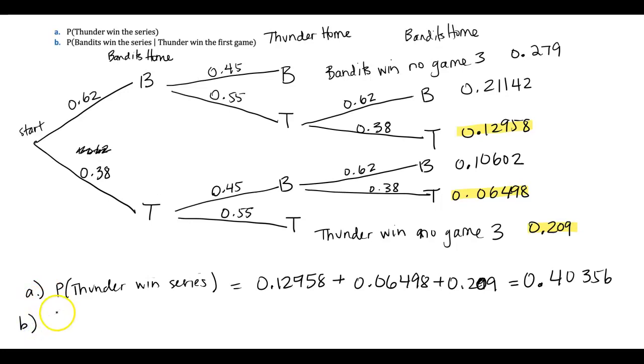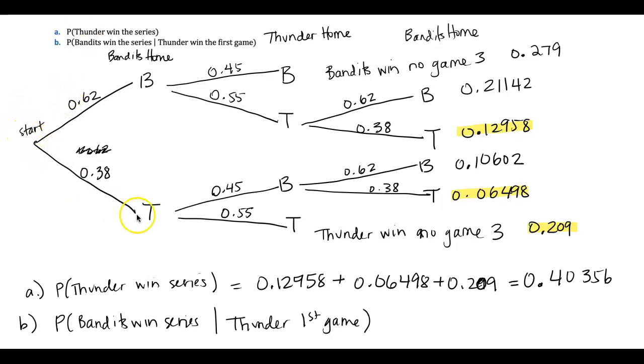Part B looks at find the probability that the Bandits win the series if we know the Thunder won the first game. Now this is another one of those that we can move that starting point. If the Thunder win the first game, I'll use blue in this case. If the Thunder win the first game, I can move my starting point to the end of Thunder's first branch. And then I'm going to follow the branches where the Bandits win the series.